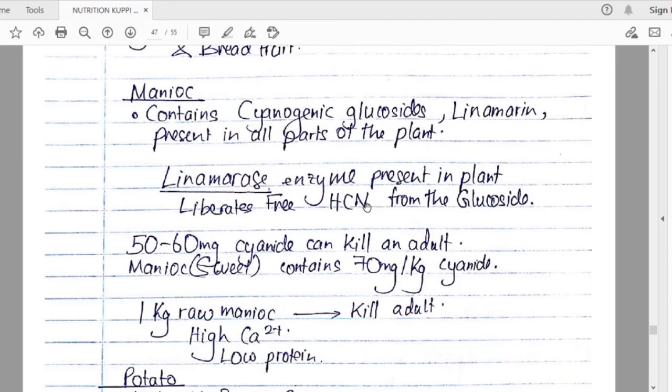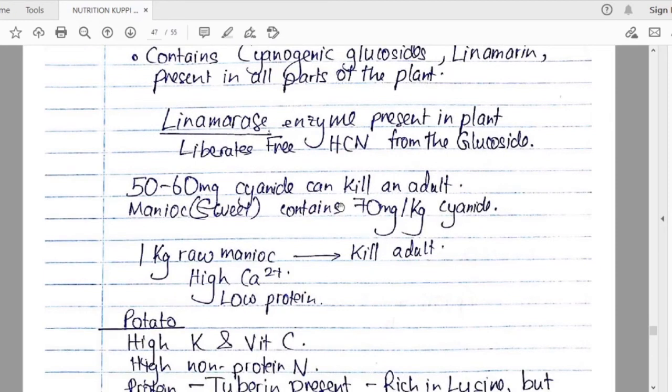Then the linamarase enzyme is present in the plant. The manioc plant itself has a linamarase enzyme. It liberates free hydrogen cyanide from the glucoside. 50 to 60% cyanide can kill an adult. The sweet kind of manioc contains 70 milligrams of cyanide per kilogram. So if an adult eats raw manioc, that adult can definitely die.